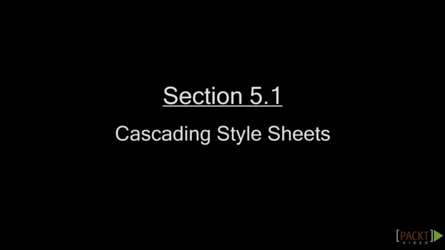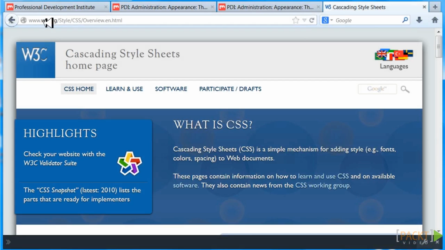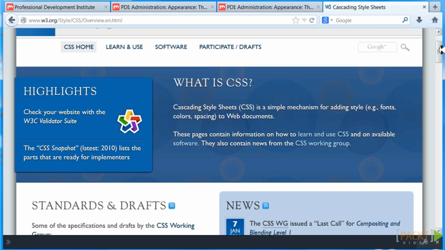Section 5.1, What are Cascading Style Sheets? There are different ways to look at cascading style sheets. I'm going to show you the URL www.w3.org, and I recommend going here if you want to know what cascading style sheets are, or CSS for short. And essentially, it's a simple mechanism for adding style. When we say style, we mean fonts, colors, spacing to web documents.